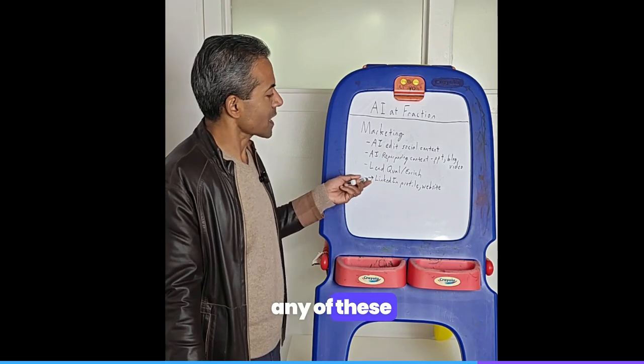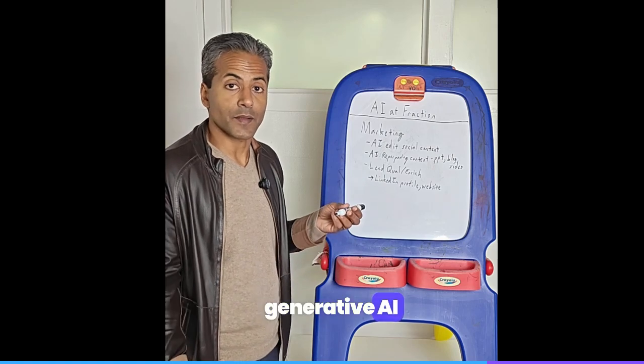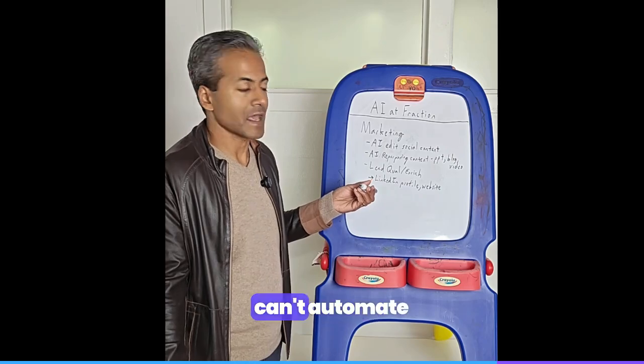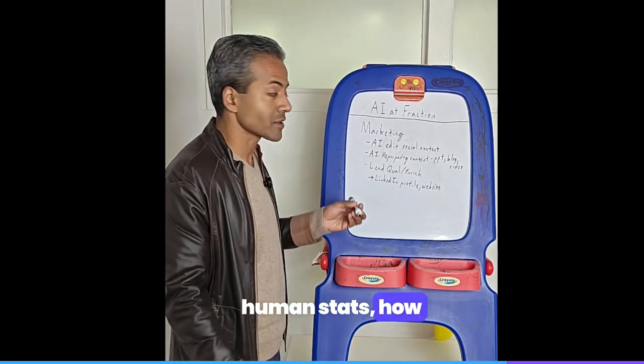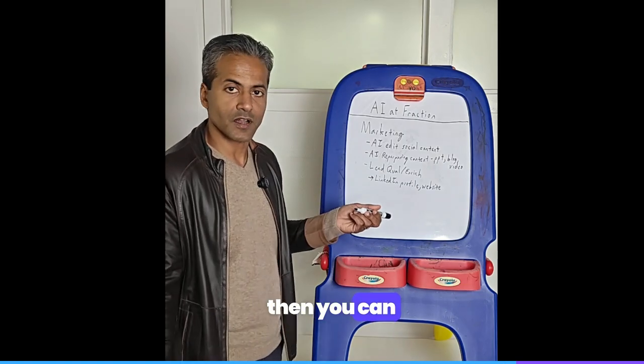By the way, any of these steps that you want to turn into take a generative AI approach, if a human can't do it to start with, then you probably can't automate it. So all of these things, it's sort of like you pattern out what are the human steps involved, how you would do it if you're just assigning it to a person, and then you can automate it.